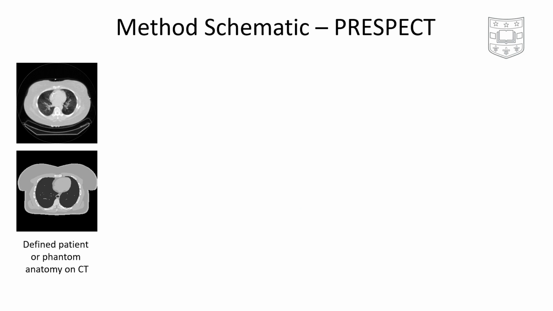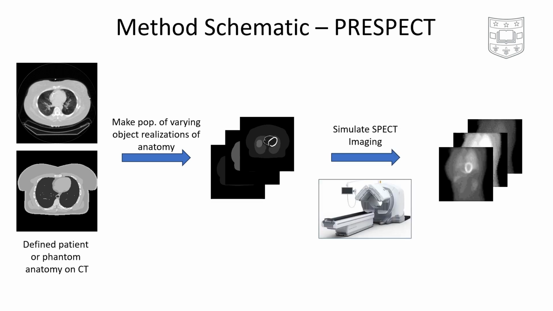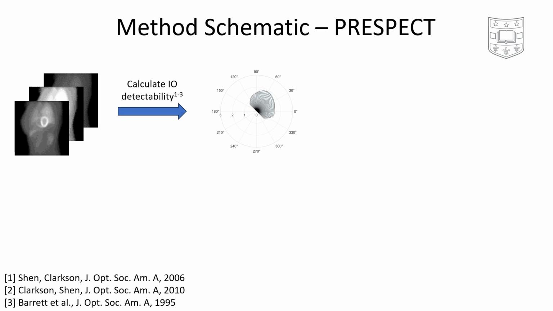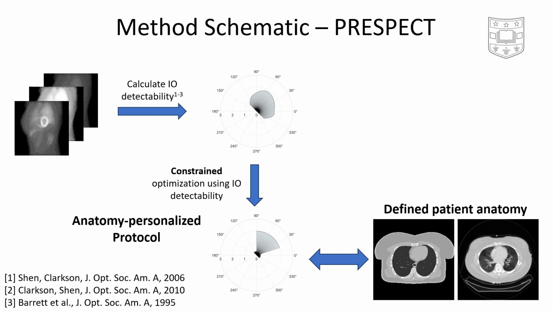The schematic is as follows. We start with a defined patient or phantom anatomy on CT, and then use that to create a population of varying object realizations which are consistent with the anatomical boundaries of the CT. From here, we can simulate the process of SPECT imaging and obtain projection data. Then, from these projections, we can calculate the IO detectability using equations given by Drs. Shen, Clarkson, and Barrett, and then use that to perform a constrained optimization to obtain an anatomy personalized protocol. This protocol is once again specific to the defined patient anatomy that we began with.